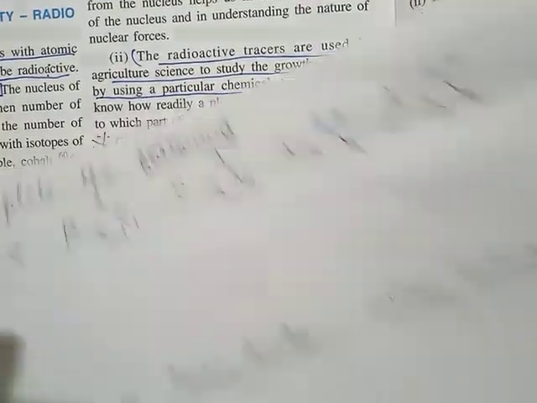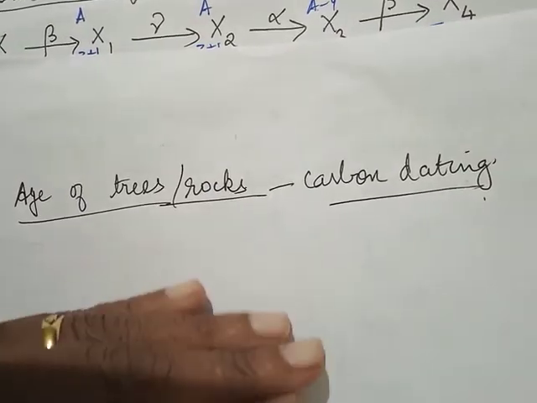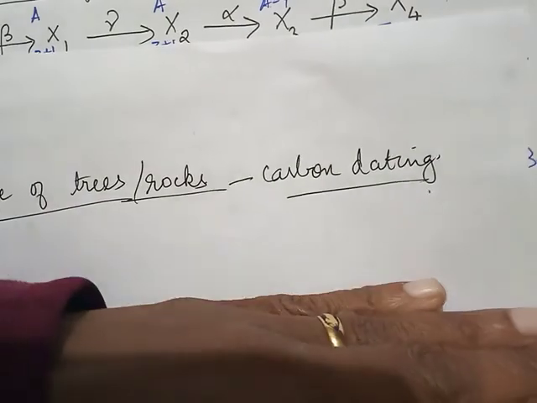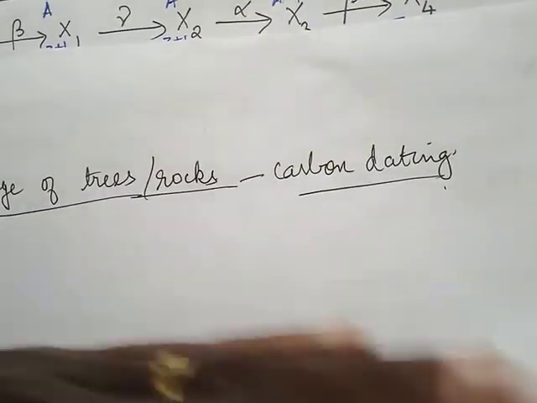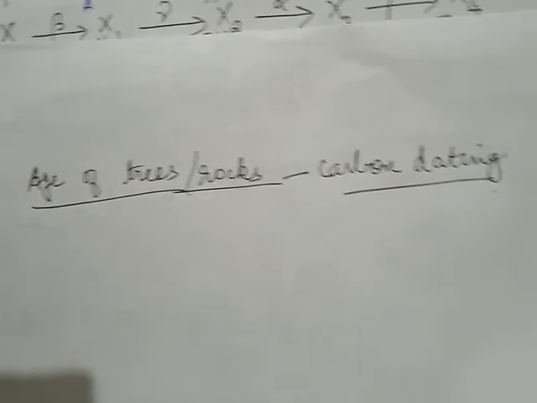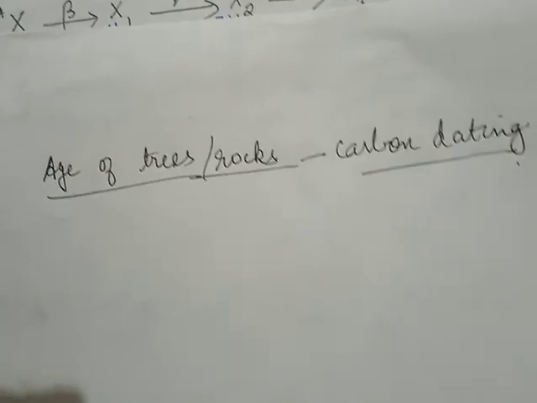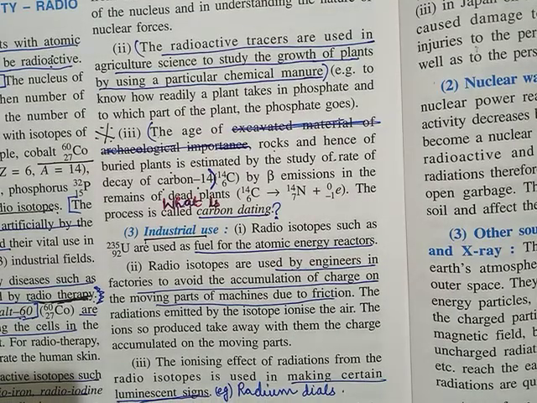Trees, rocks and all have some amount of carbon when they were formed. Depending on how much carbon has been emitted and how much carbon is there right now, they can decide how much would have been there, and that means how many years back. If you're really interested, please go into it and study in detail.